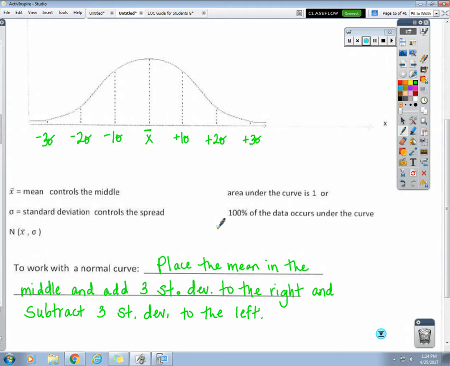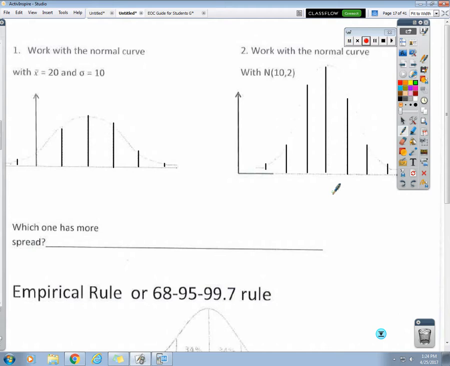Okay, page 15. On page 15, when I copied these, the curves were pretty light, so you might want to just kind of darken yours up.